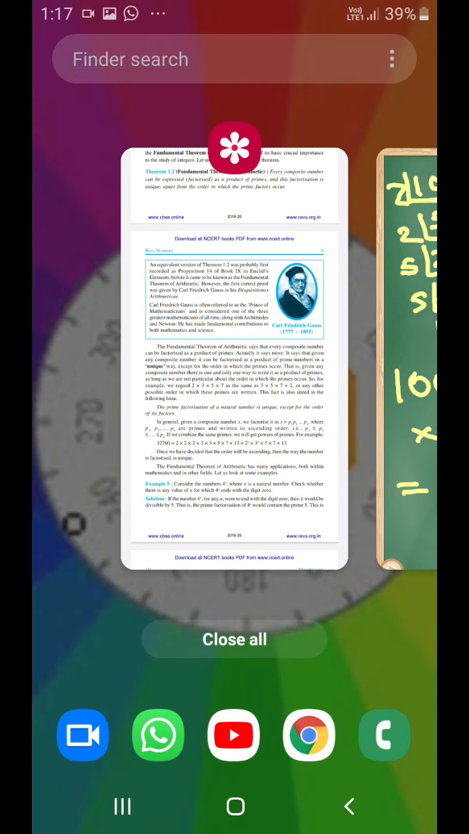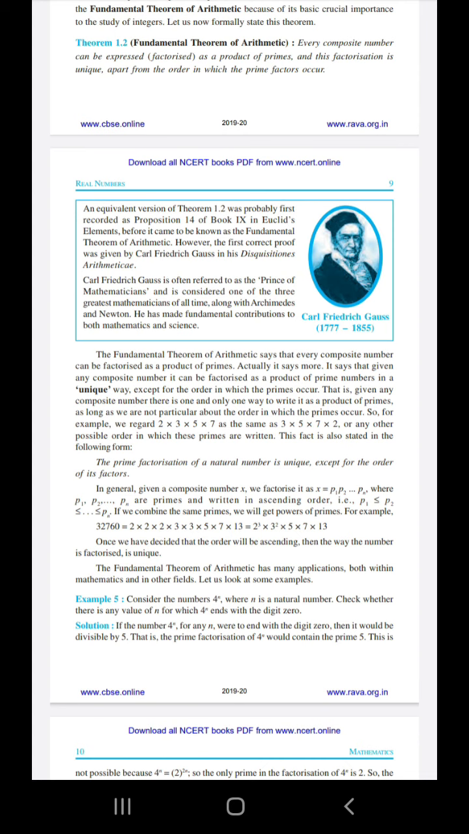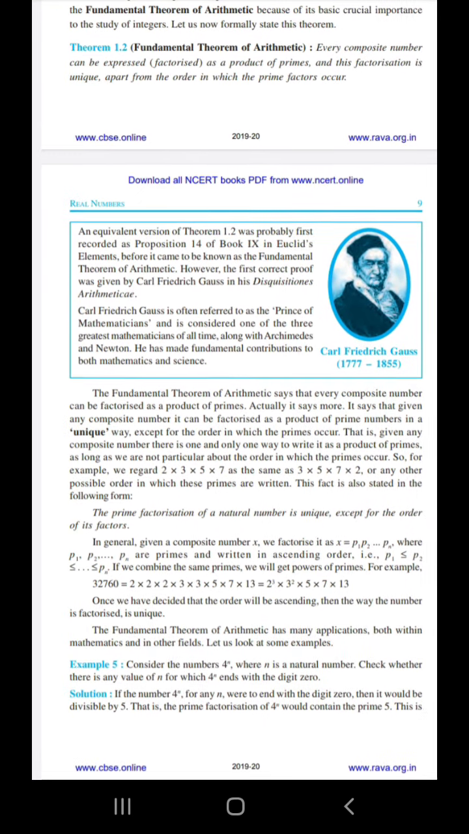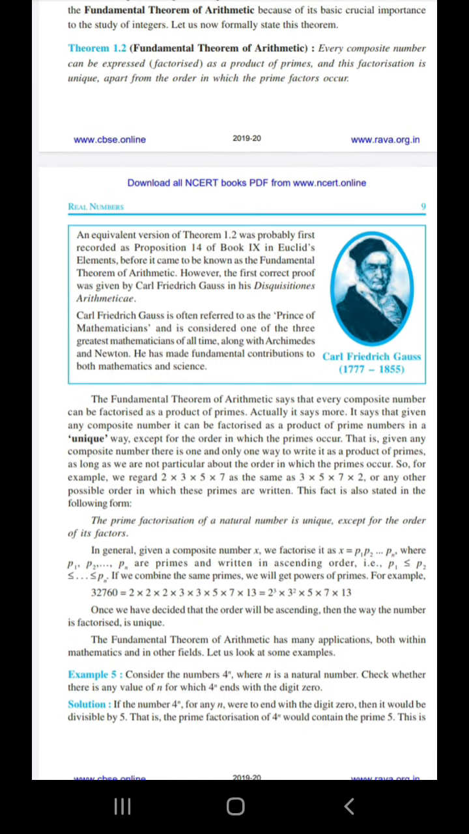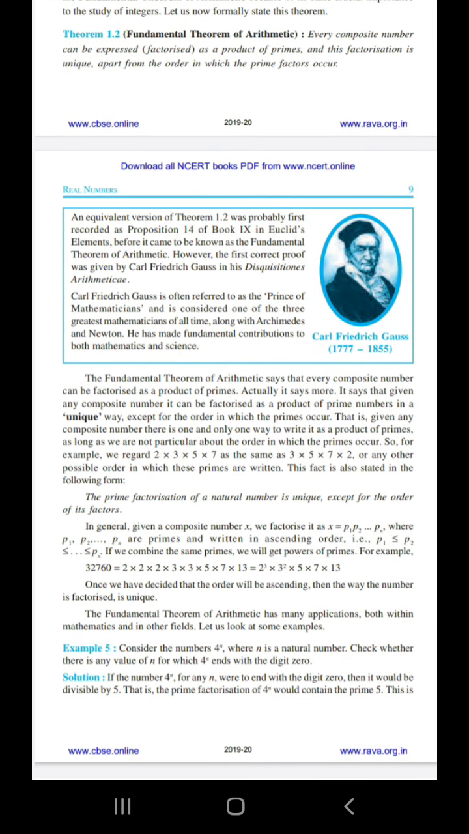Now we can write the statement. Theorem: every composite number can be expressed (in brackets, factorized) as a product of primes, and this factorization is unique.